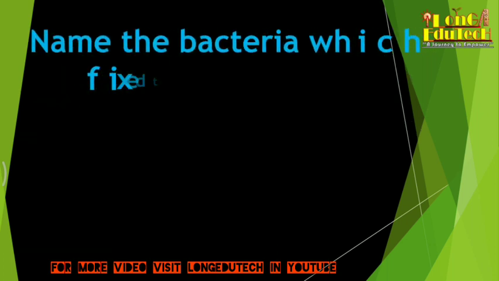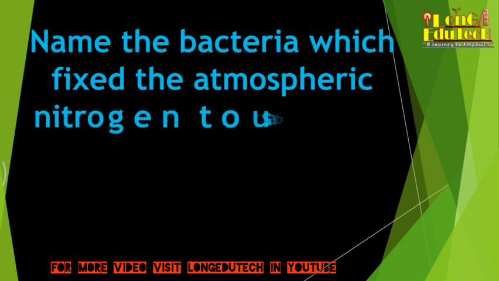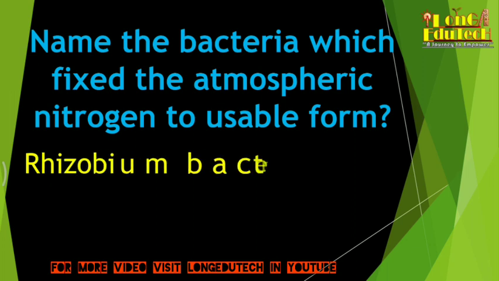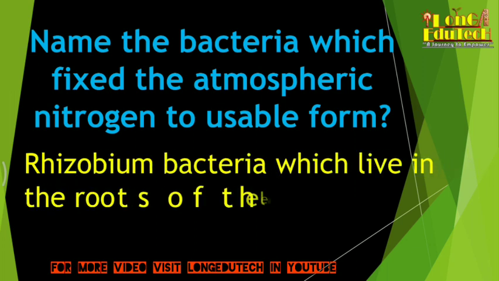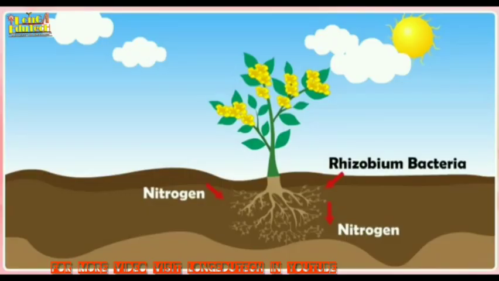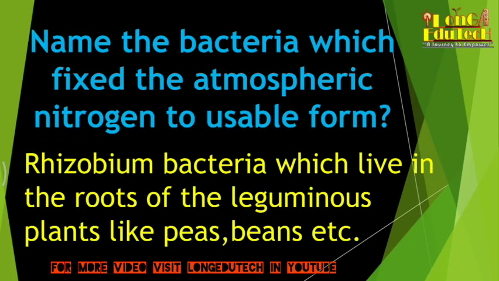Name the bacteria which fix the atmospheric nitrogen to a usable form. The name of the bacteria is Rhizobium, which lives in the roots of leguminous plants like peas, beans, etc. They trap the atmospheric nitrogen and convert it into a usable form. And these convert nitrogen into nitrate, and this is one of the nutrients for the plants.